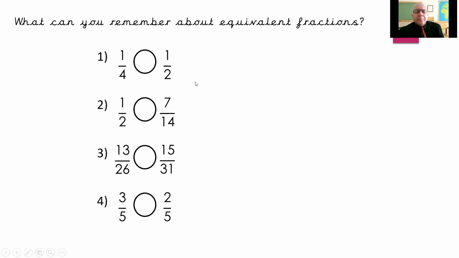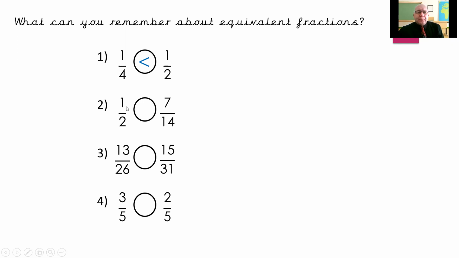Right, well, the first one, 1/4 and 1/2. Basically, what we're saying here is the whole one has been split into four equal pieces, or the same whole one has been split into two equal pieces. Well, if it's only been split into two pieces, those pieces are going to be bigger than if we'd split it into four pieces. So a half is greater than a quarter, or a quarter is less than a half.